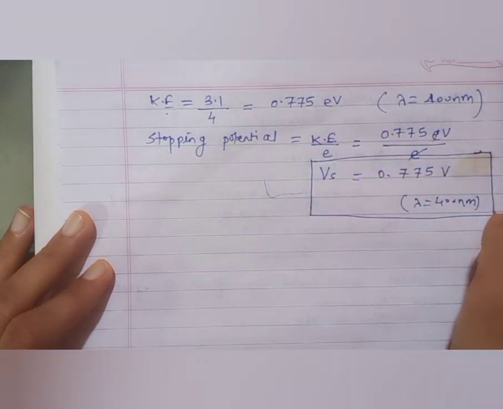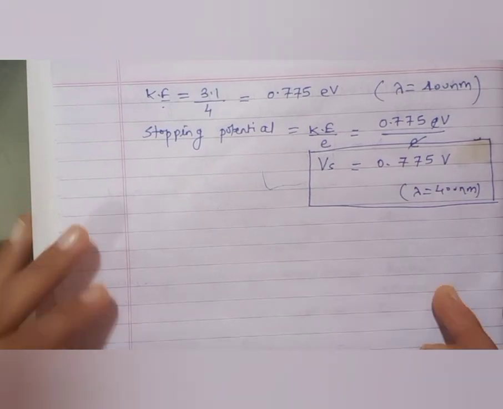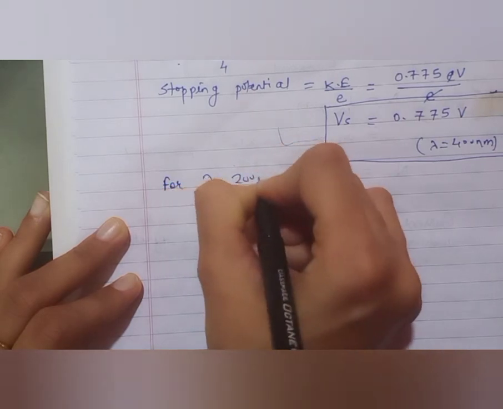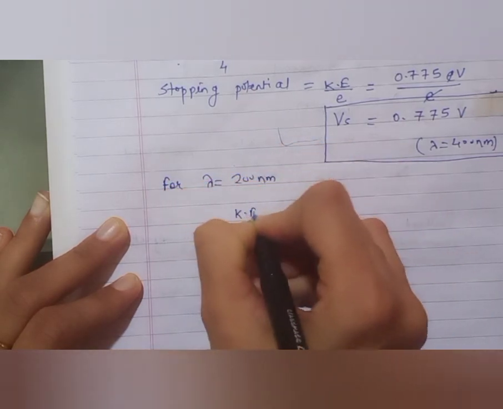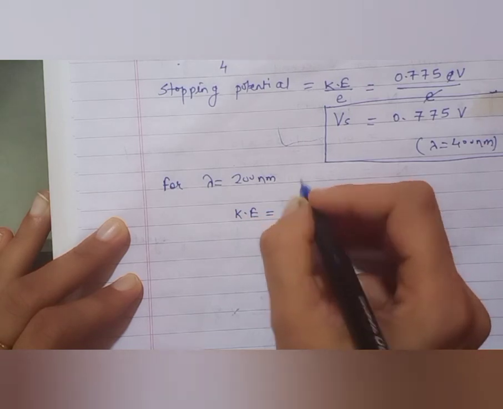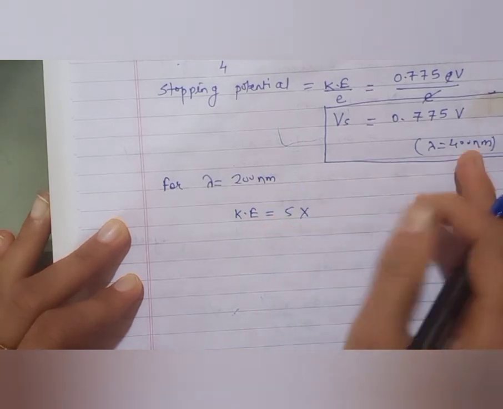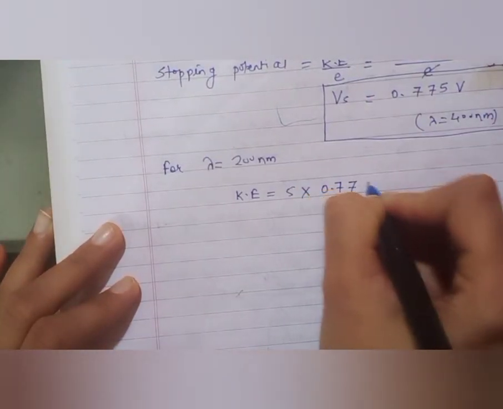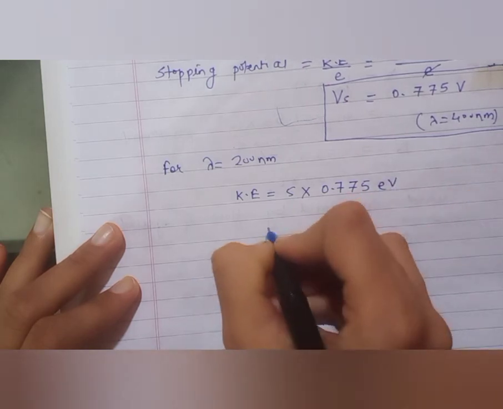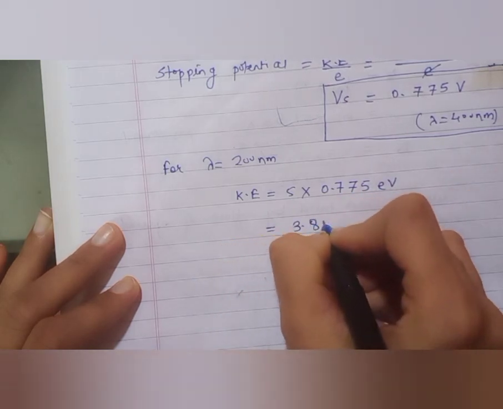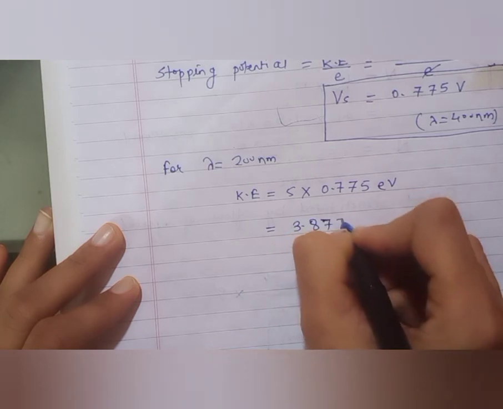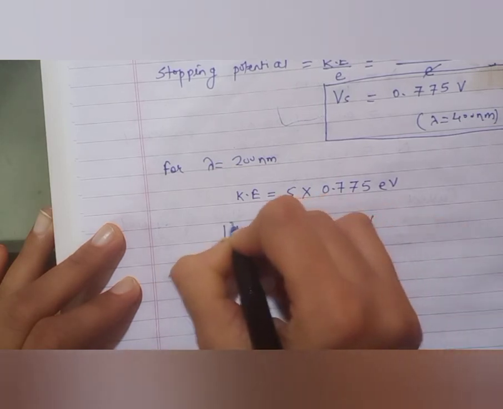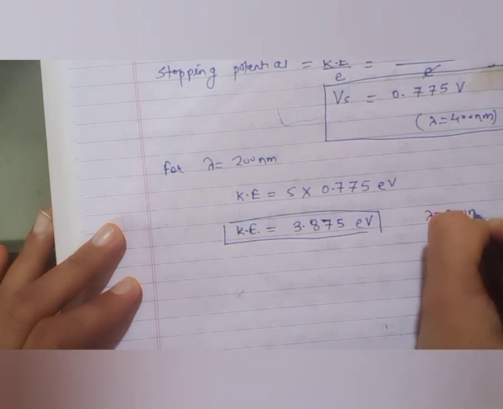Now what next? We have to find out the stopping potential at 200 nanometer also. So for lambda equals 200 nanometer, kinetic energy is 5 times more. So 5 multiplied by 0.775 electron volt comes out to be 3.875 electron volt. So this is the kinetic energy at 200 nanometer.